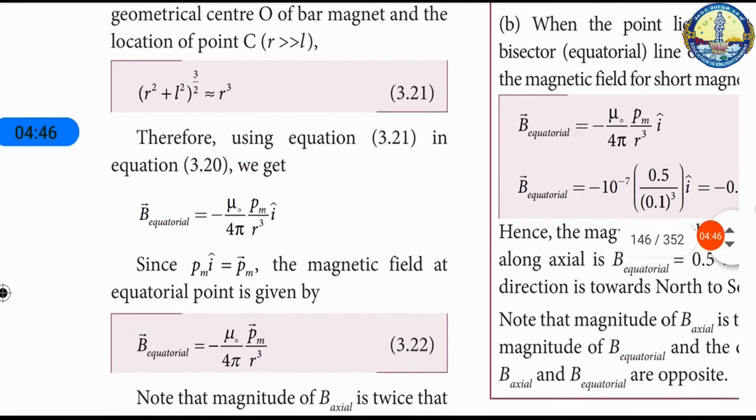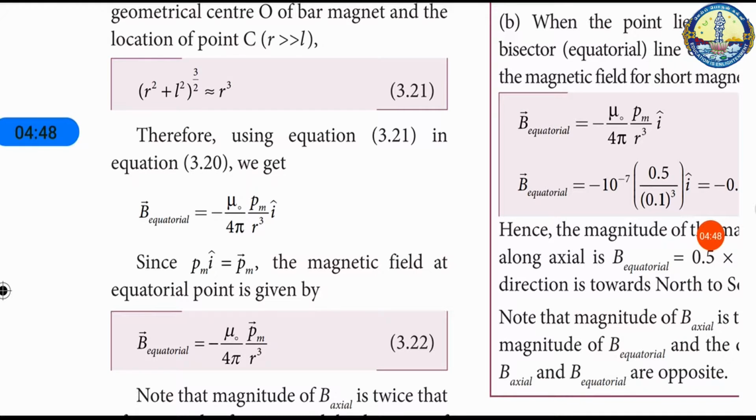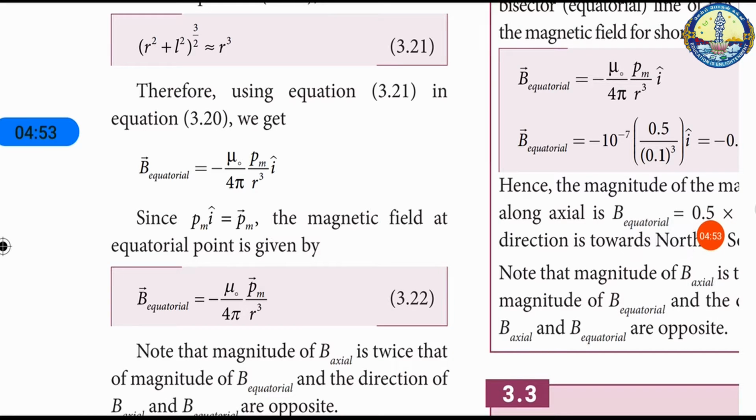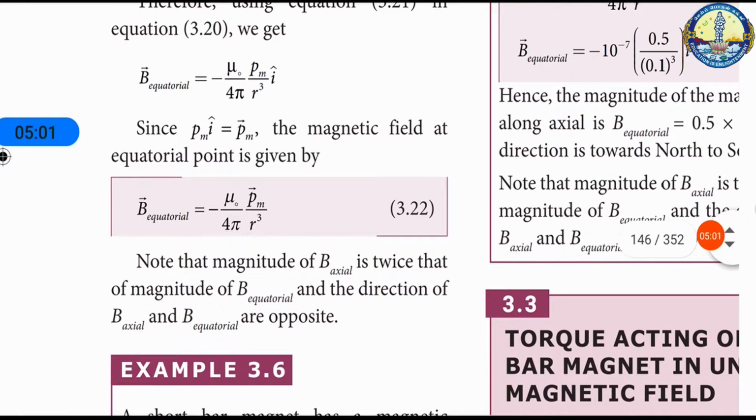By substituting this in the equatorial field, B is equal to minus mu naught divided by 4 pi Pm divided by r cube r cap. Here we know that Pm i is equal to Pm. Now finally we get the value of B equatorial is equal to minus mu naught divided by 4 pi Pm divided by r cube. Note here the magnitude of B axial is twice that of the magnitude of B equatorial, and the directions of B axial and B equatorial are opposite.